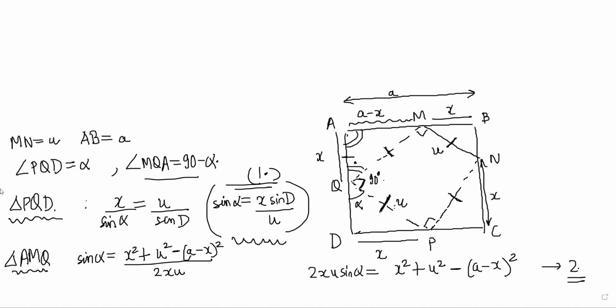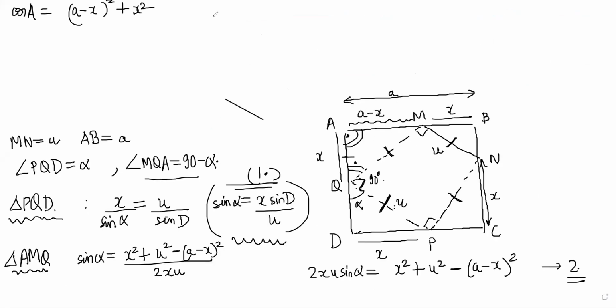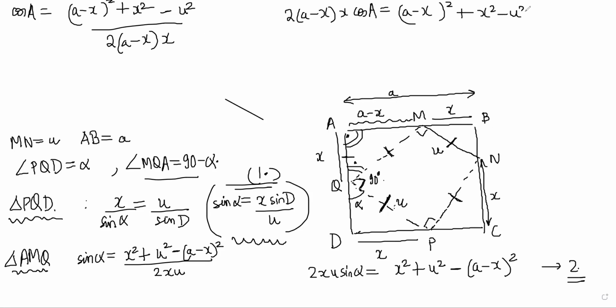Okay, so this is, let's call it angle A. So we say cos A should be equal to (a − x)² + x² − u² over 2(a − x)x, right? Great. So we have here 2(a − x)x cos A = (a − x)² + x² − u², right?